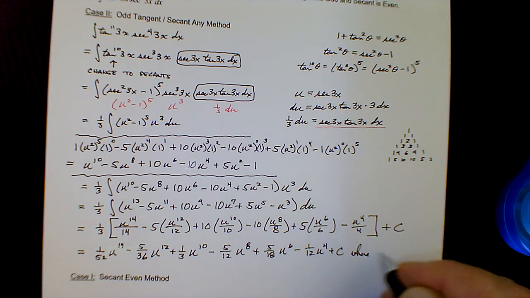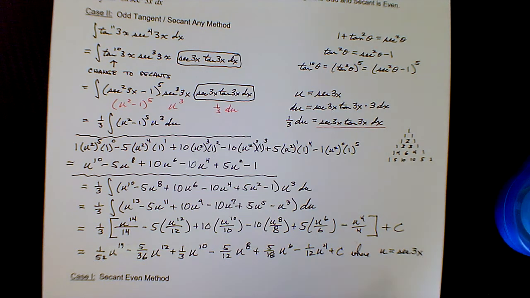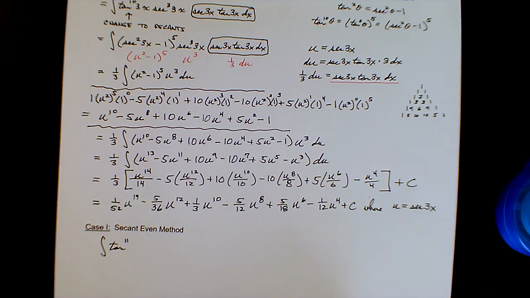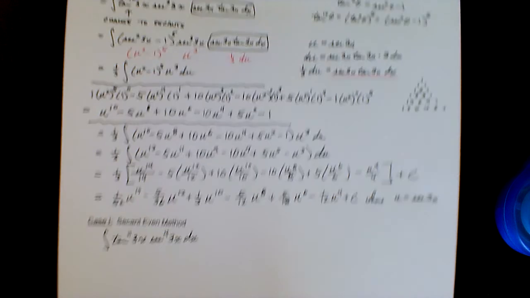So now we'll do the secant even method. It's basically the power that's going to dictate which one is more work. So tangent was, the 11th power was relatively high, especially in comparison to the 4th power. So that's what might trigger you to think that the even power secant method would be more advantageous in this case, as we're going to see.